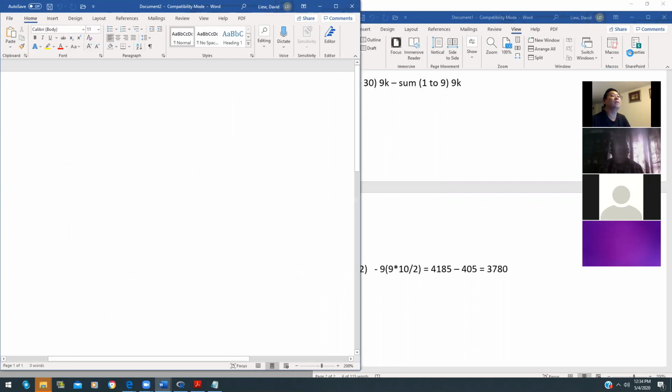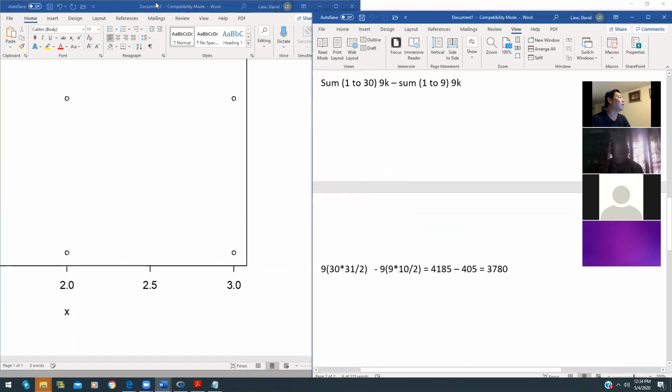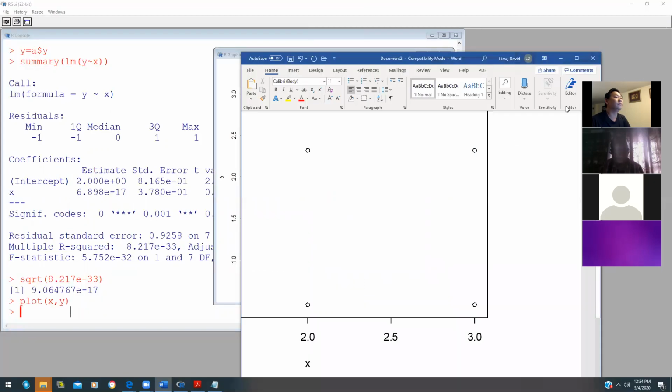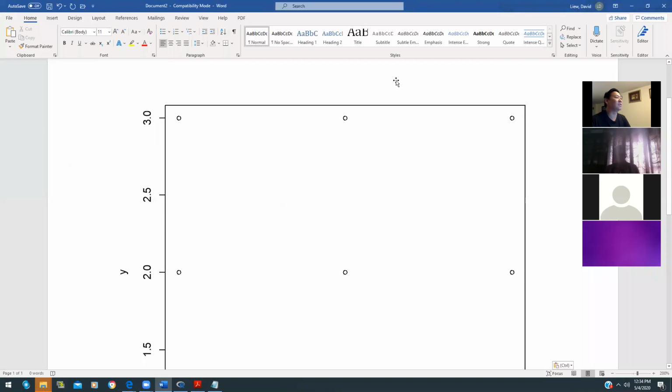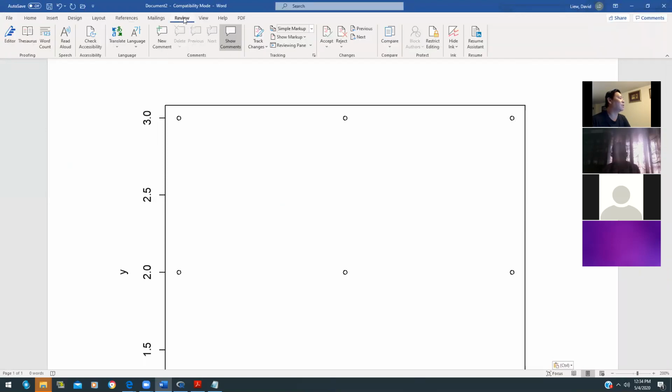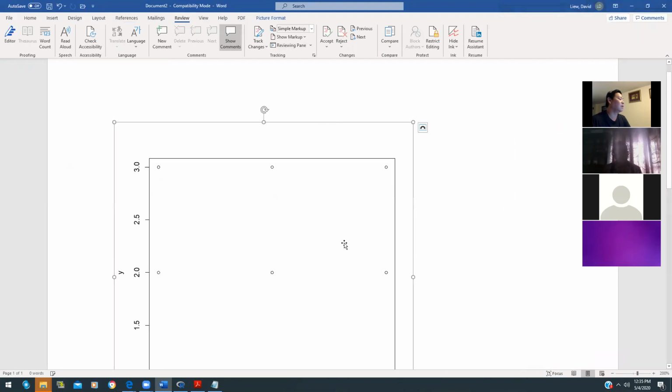There you go, paste it, and you guys will get your scatter plot here. You guys with me? And then you can make it smaller too. This is a bit big, but you guys know how to make it smaller, right? So just make this smaller. There you go. And then after that you include this.